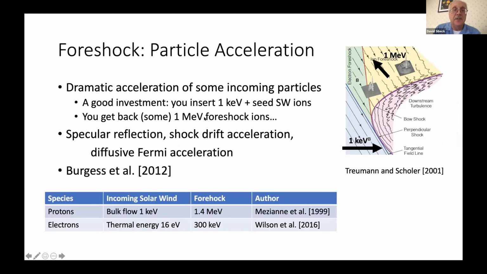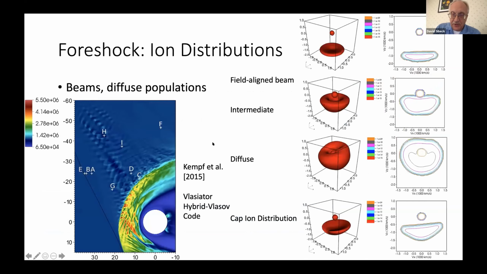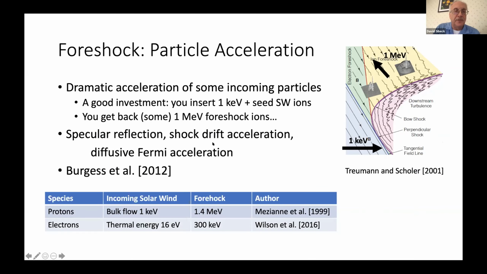So something in the foreshock at the bow shock is doing a great job of accelerating a small part of the incoming population. Processes that could occur are specular reflection off the bow shock, Shafter acceleration, or diffusive Fermi acceleration. Good review by Dave Burgess in 2012. And a small fraction of those incoming ions and electrons really do get energized.